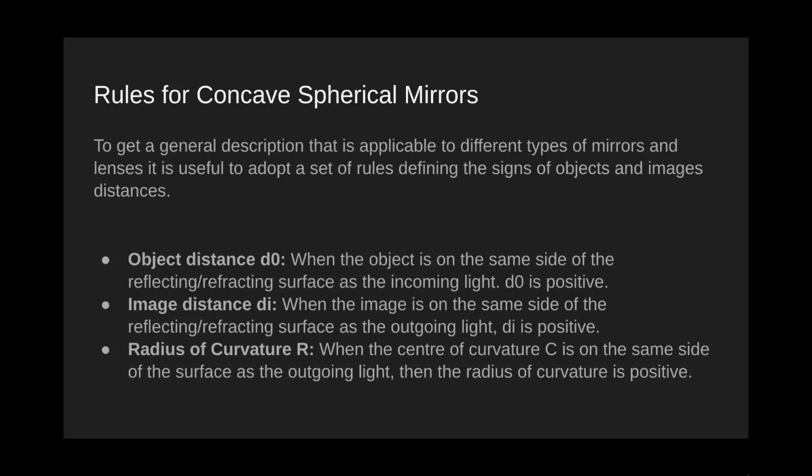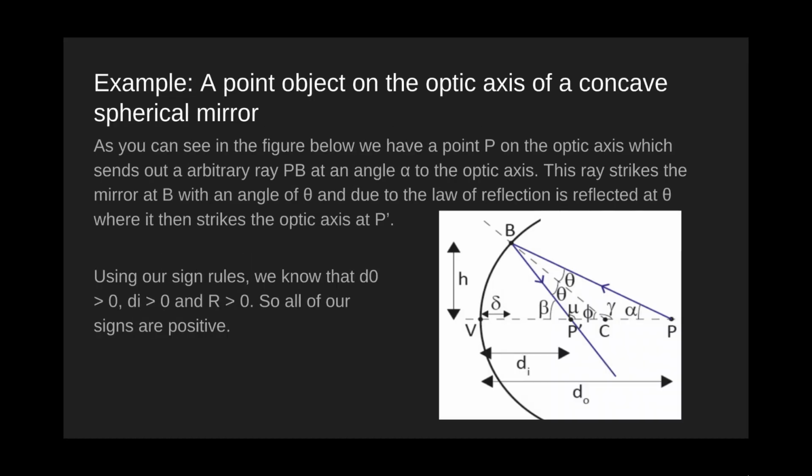Now I'm going to show you an example which actually puts this to use. So let's look at this image here. We have a point P, which is our object, but it's a point object and it's on the optic axis. It's sending out a ray towards B at an angle of alpha above the optic axis. Now this ray strikes the mirror at B with an angle of theta, and due to the law of reflection we covered in the last video, we know that it's reflected at theta back, and when it strikes the optic axis again, it's striking at P prime.